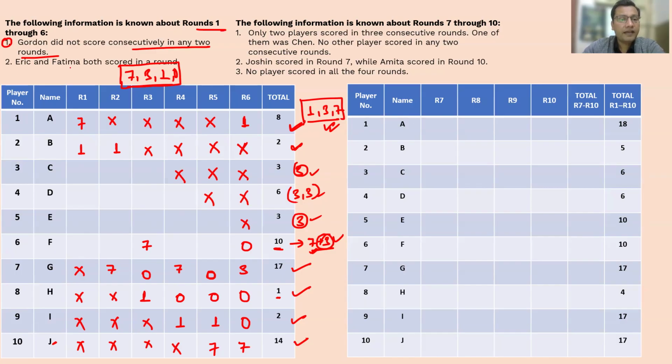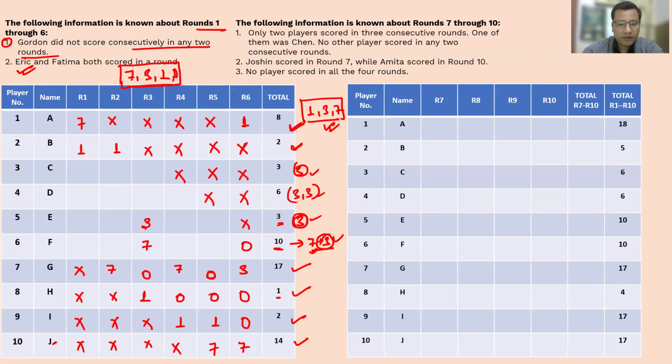Now, read the second statement, which is given for round 1 to round 6. It says, Eric and Fatima both scored in a round, which means Eric and Fatima both have scored in a single round. Okay, so if you see, Eric has scored only 3, which can only be filled with 3. That means this 3 has to come here only. Otherwise, if you put it in any of the other cells, this statement will contradict, because Eric and Fatima have to score in the same round, right?